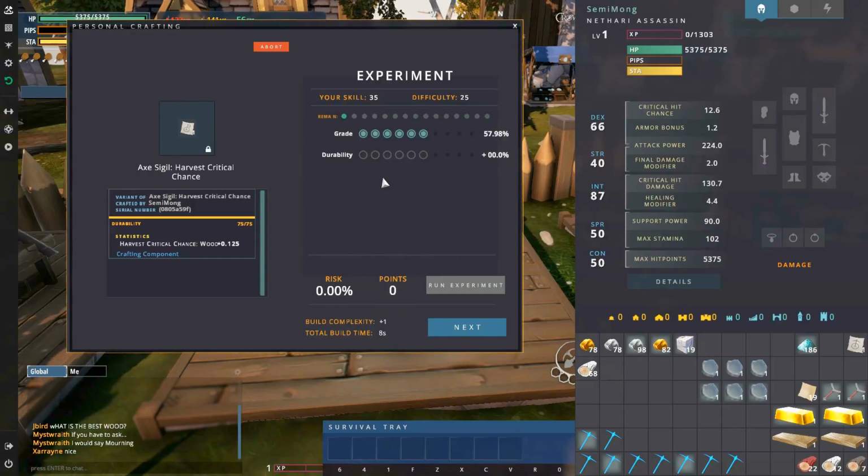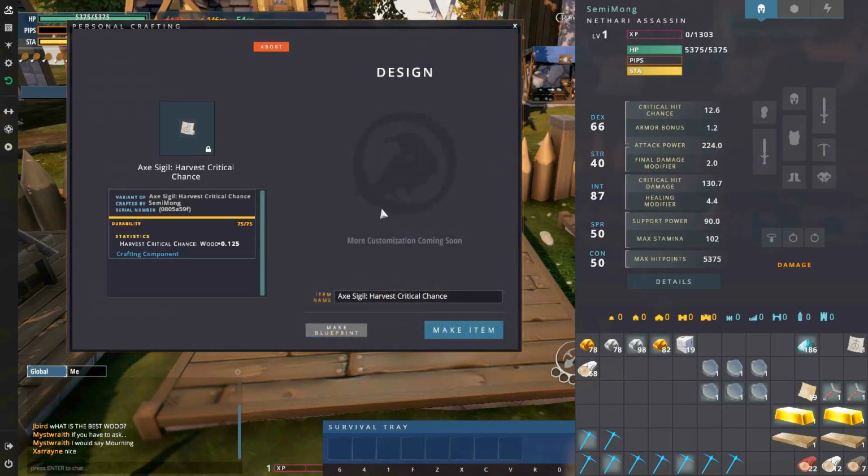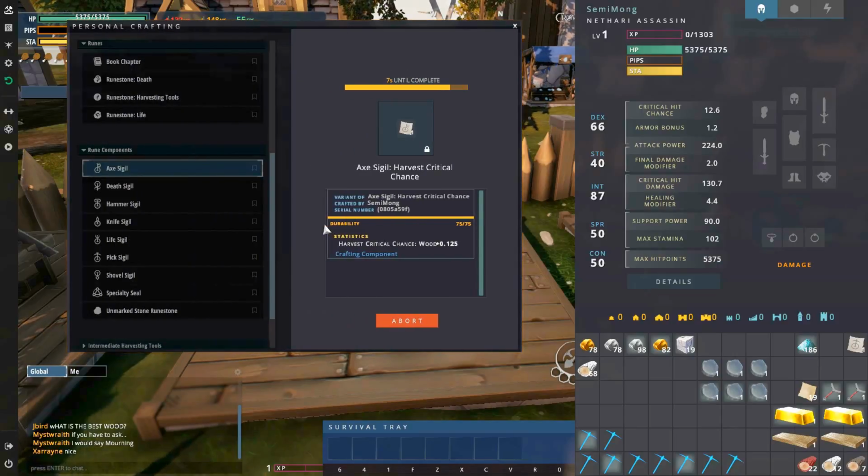Great success! 57%! Look at that. Harvest critical chance of 0.125. Damn. Bruh. Why did I go for max grade? I was actually just telling myself I needed durability, and I've just gone for max grade. Okay. Alright, let's do another one and we'll do max durability after. How annoying.